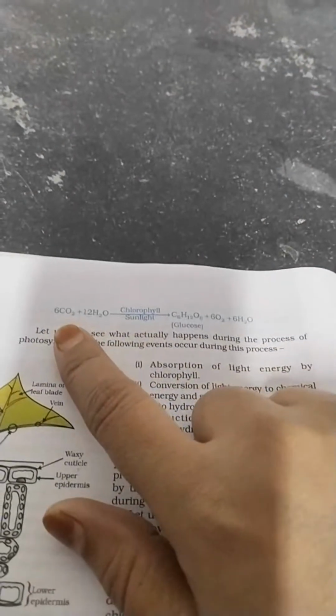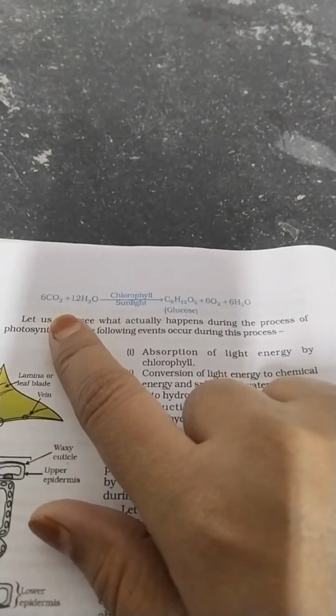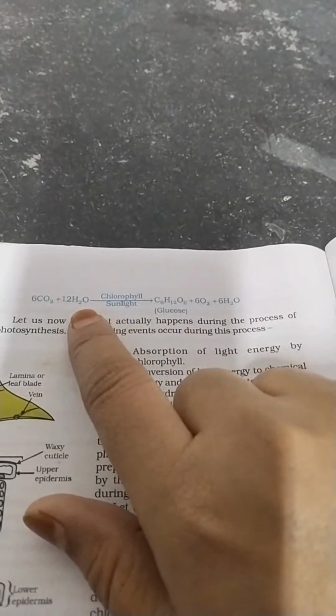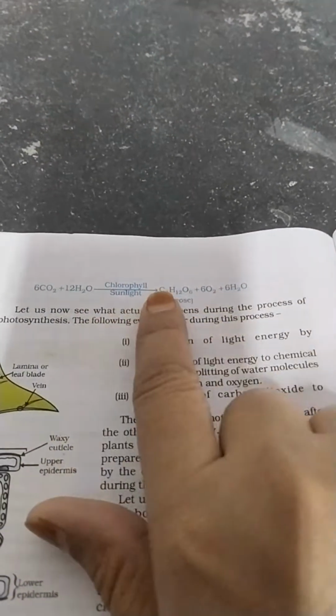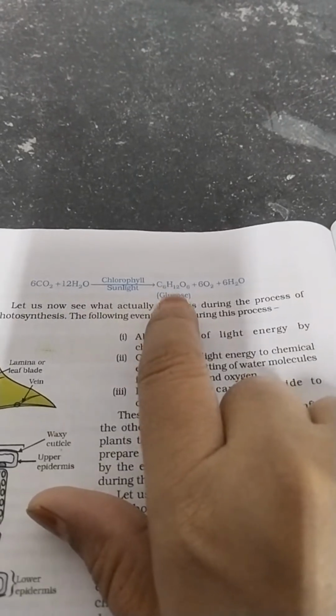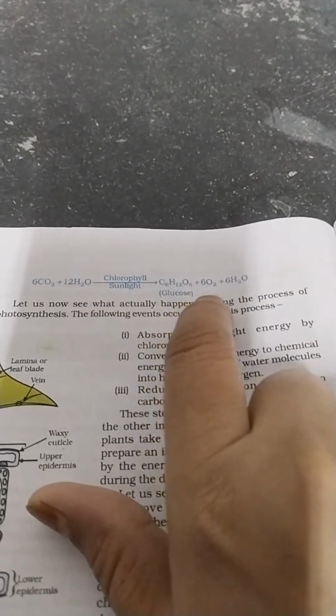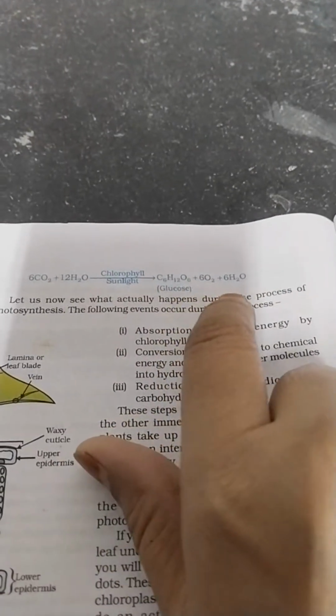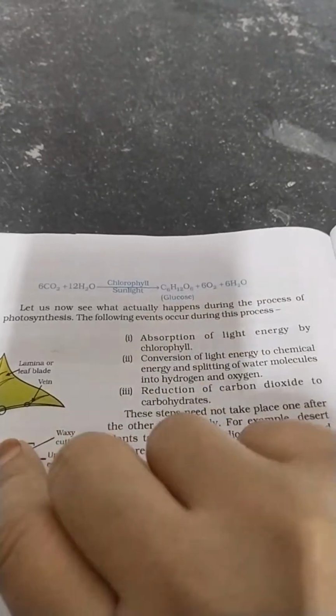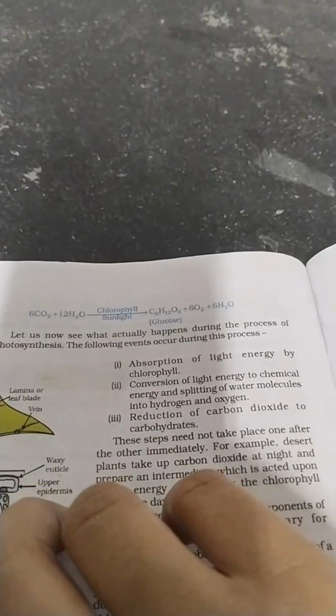See, we can go through the chemical reaction which is taking place in the plants. 6 carbon dioxide molecules plus 12 water molecules, in presence of chlorophyll and sunlight, produce glucose, that is nothing but a carbohydrate, along with liberation of 6 molecules of oxygen and 6 molecules of water. Let us see now what actually happens during the process of photosynthesis.